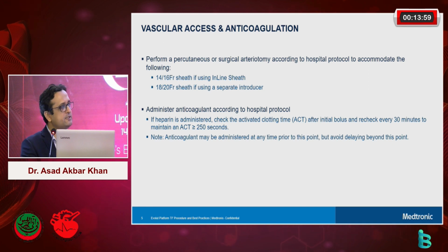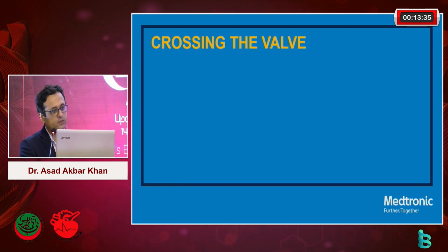In terms of anticoagulation and stuff, most hospitals would load them with aspirin Plavix the night before, and then just the regular dose of aspirin Plavix on that day. And in terms of heparinizing them, most acceptable target is 250 before you introduce the valve, and essentially before you take out the dilator from the big sheath, your ACT should be at this point more than 250.